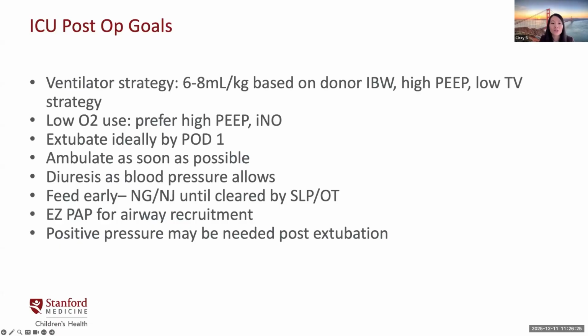We want to focus on rehab as soon as possible. We like the lungs to be as dry as possible. And we want to feed as soon as possible and focus on that nutritional piece with clearance by our feeding therapy colleagues before introduction of oral feeds. A lot of our patients do need some degree of positive pressure after that initial extubation, but most of our patients are able to leave the hospital and wean off of positive pressure before discharge.